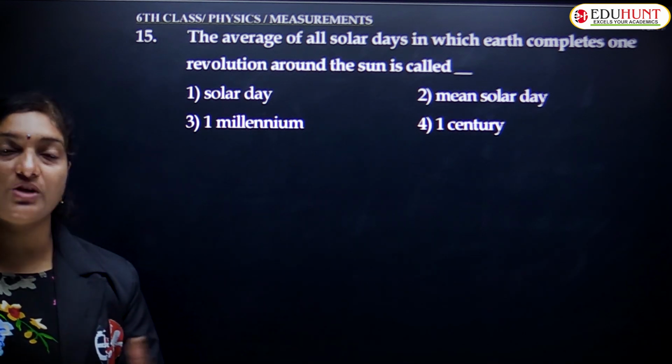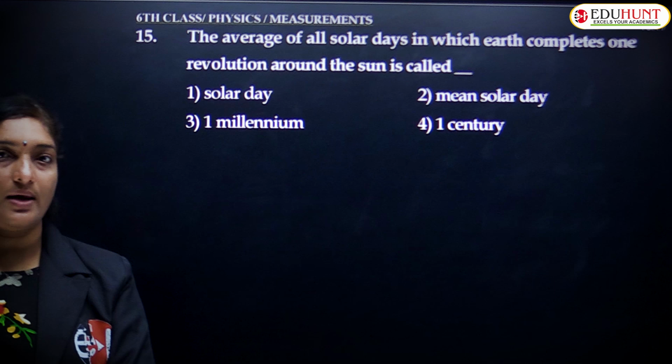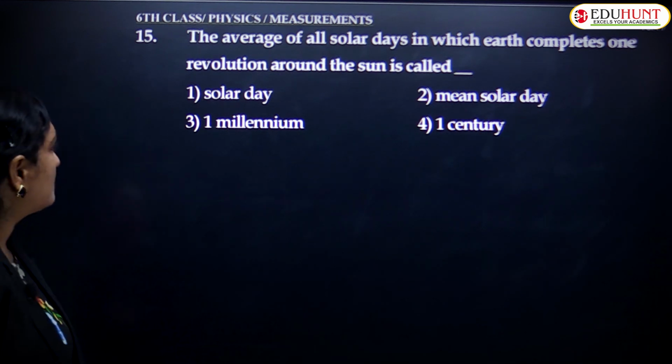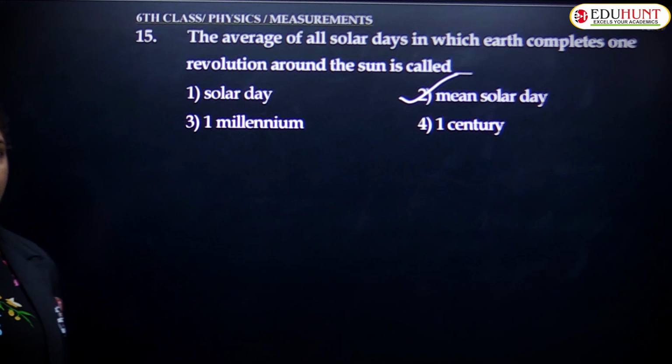One revolution around the sun, on average, is called a mean solar day. Okay, so where is mean solar day? Here. The second option is your correct answer.